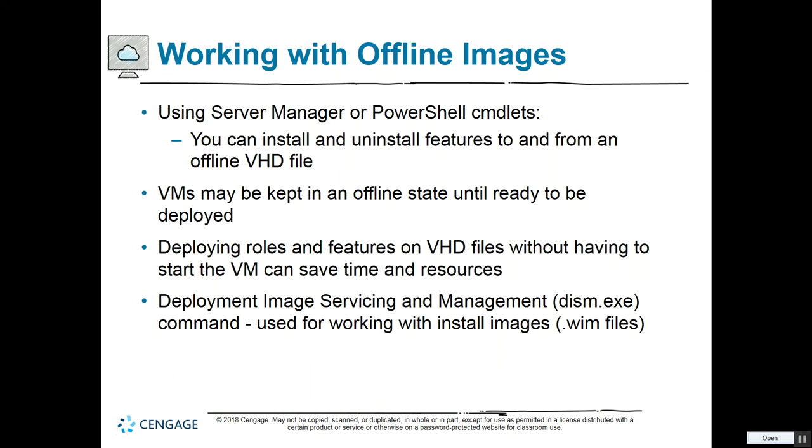You can install and uninstall features to and from an offline virtual hard drive file. Virtual machines can be kept in an offline state until they're ready to be deployed. Now, deploying roles and features on a virtual hard drive, without having to start the VM, can save time and resources. It's so much more efficient to roll out VMs than it is a full system.